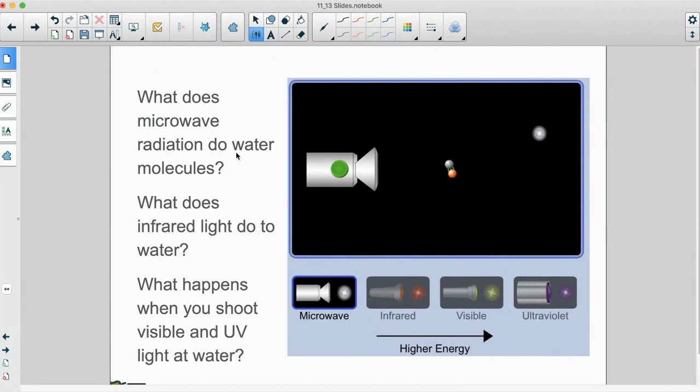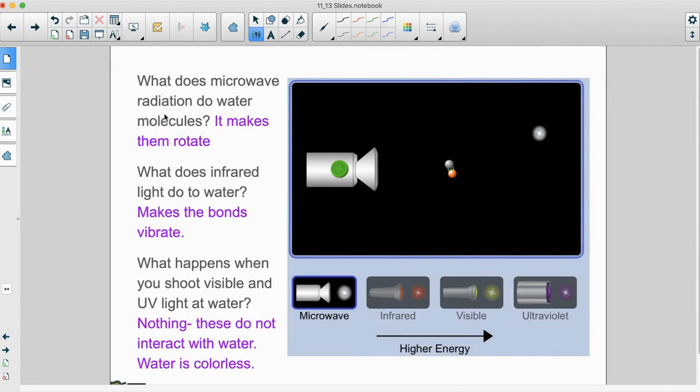Okay, so what does microwave radiation do to water molecules? It makes them rotate. Infrared light makes the bonds vibrate. What happens when you shoot visible and UV light at water? Nothing. These don't interact with water. Water is colorless.